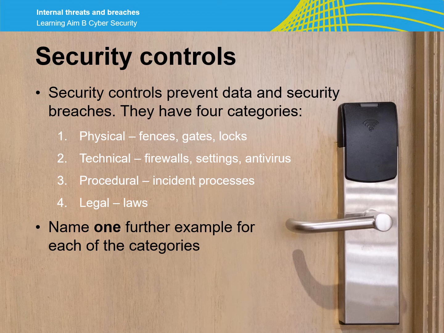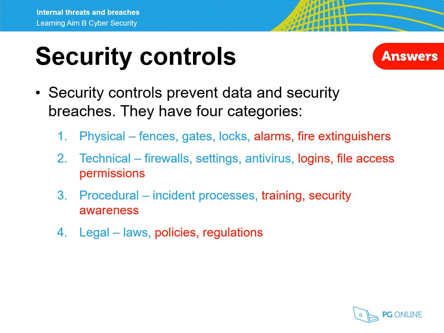We then have procedural security controls, and this is where we report things in a certain procedure, such as filling in a certain form if something was to happen in an incident. We then have legal security controls, which are the laws. If people break these laws, they can be criminally charged. From the question at the end of the last slide, we now have a couple more examples of each of the 4 security controls.